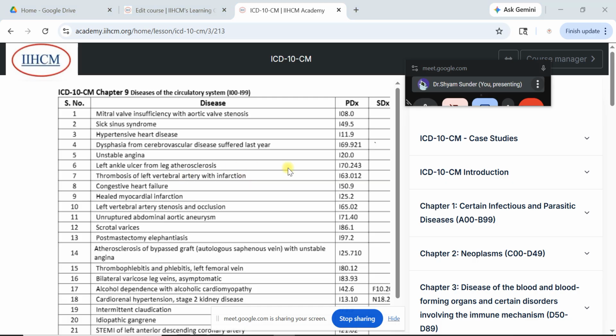Yes, there is one related over there, question number 14. Yes, unstable angina, correct. That was correct. But this is related to heart, coronary, not leg. This is leg, this is coronary. That's the difference.